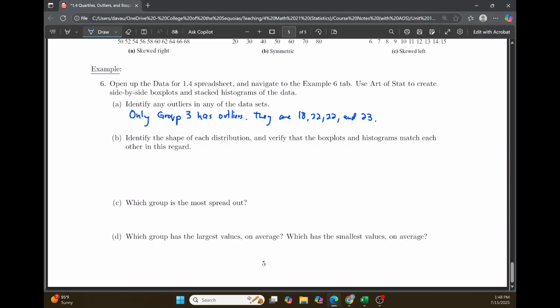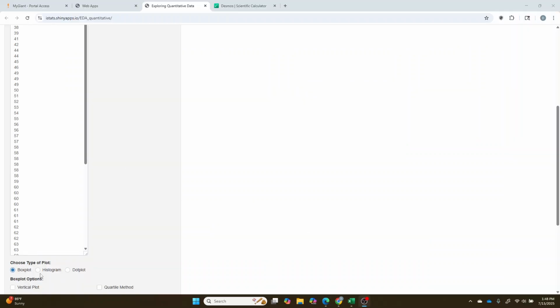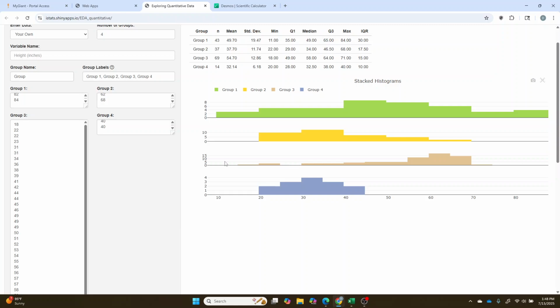Okay, part B, identify the shape of each distribution and verify that the box plots and histograms match each other in this regard, in the sense that they have the same shape. Let's look at the stacked histograms for this, and we'll come back to the box plots in a second. But yeah, I would say groups 1 and 4 are bell-shaped, symmetric, roughly. Group 2 is skewed right, and group 3 is skewed left, right? That's how I would assess this.